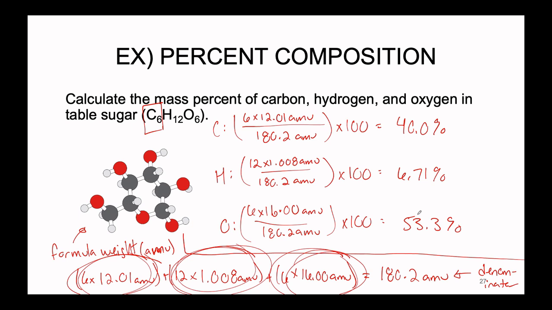So carbon may only be 6 of the atoms inside of this molecule, but it contributes 40% of the weight. Hydrogen, in great contrast, may be half of all of the elements present inside of this molecule, but in terms of mass, because hydrogen is so incredibly light, it's only 6.71% of all of the mass that's found inside of table sugar. Oxygen comprises the majority of the mass because it is the heaviest of all of the elements present inside of the chemical.